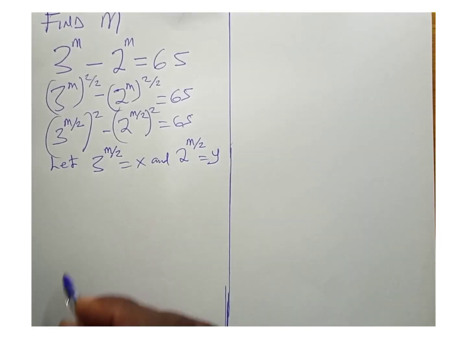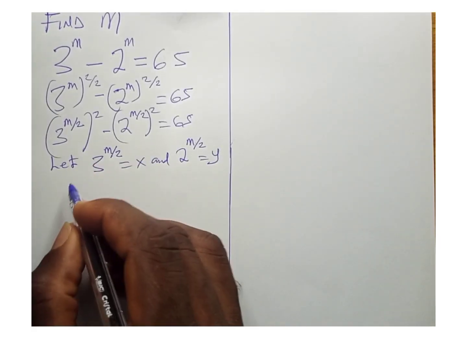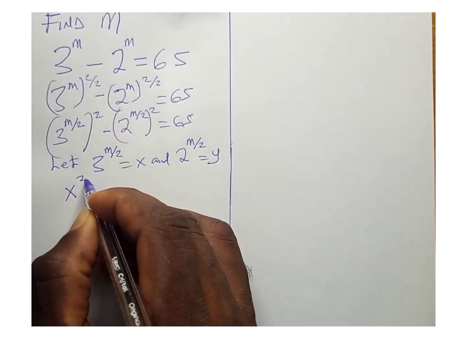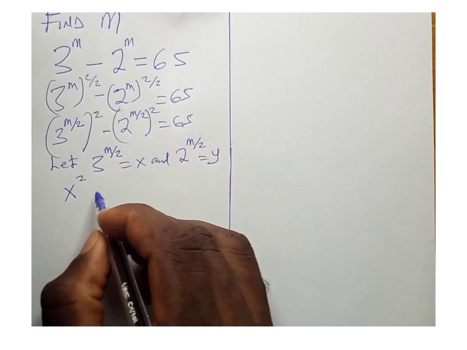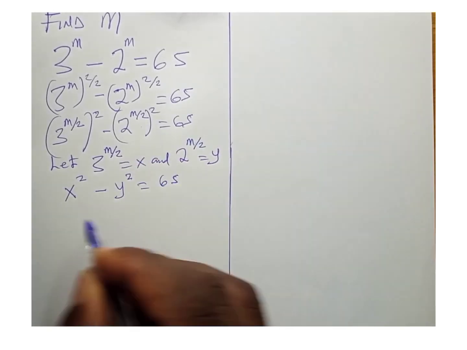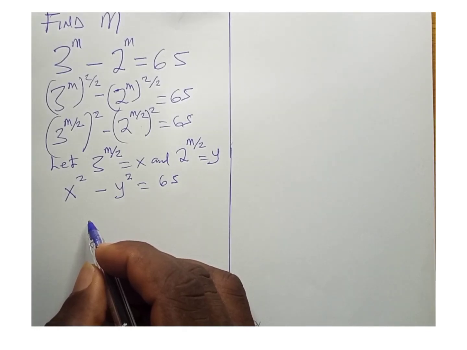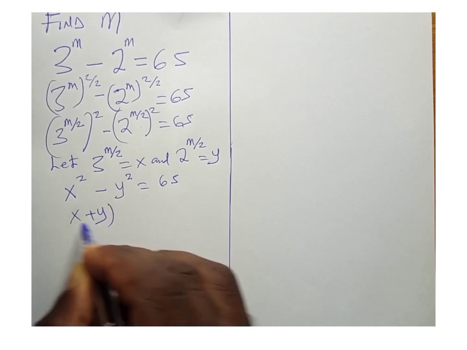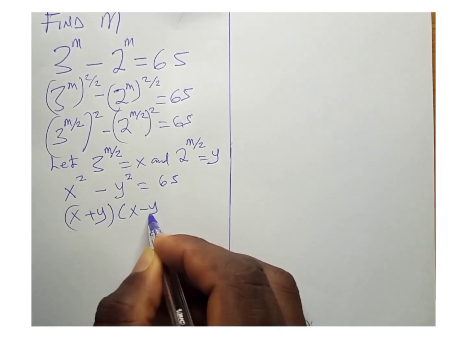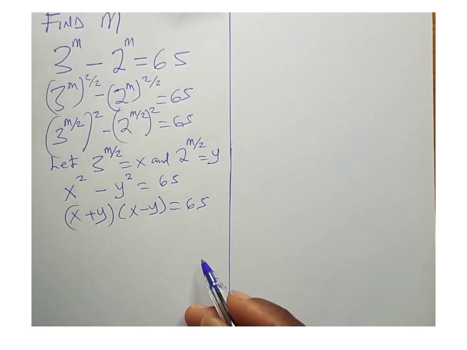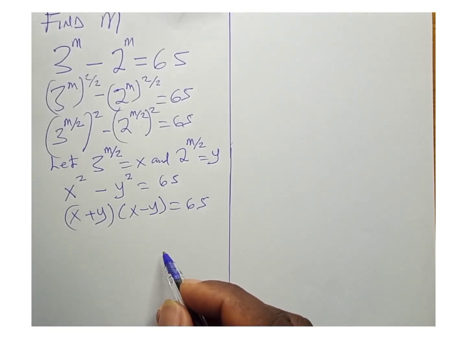So if we have that result, we can substitute now. If we substitute, we are going to have x raised to power 2, because we said let this be x and this one be y, minus y raised to power 2 equals 65. This has formed a difference of two squares. So since this is a difference of two squares, we can express this as x plus y times x minus y equals 65.